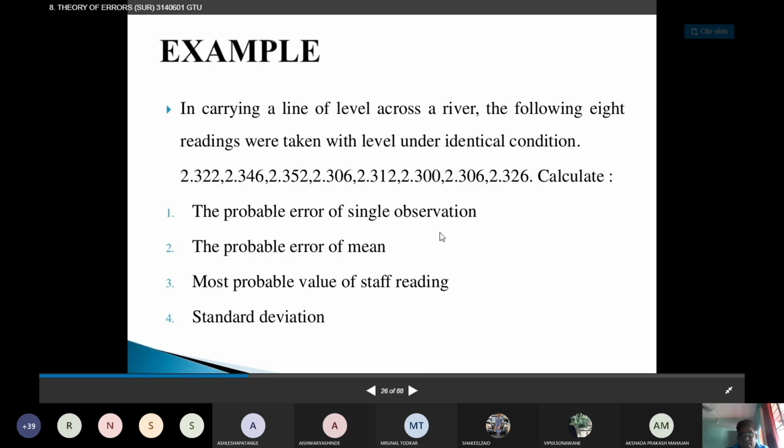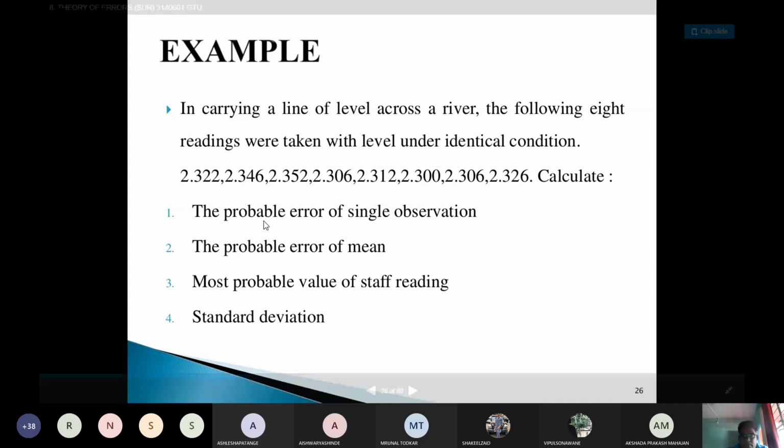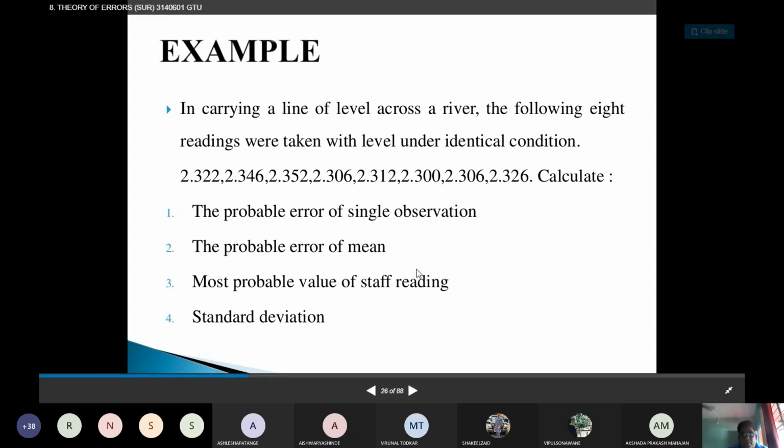You can understand with this example. Then second, you have to find out the probable error of the mean. Next, third part is you find out the most probable value of all these staff readings. All these are the staff readings. And the fourth one is that you have to find out the standard deviation. So with these staff reading observations, you have to find out first the probable error of the single observation, then the probable error of the mean, then the most probable value of the staff reading, and fourth the standard deviation. So let us see.